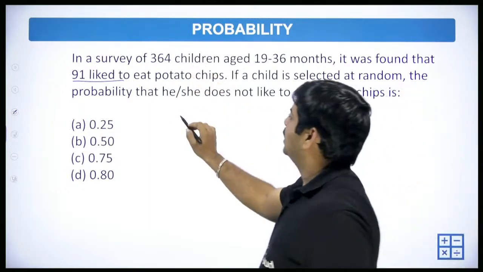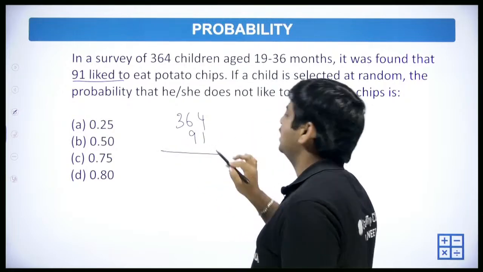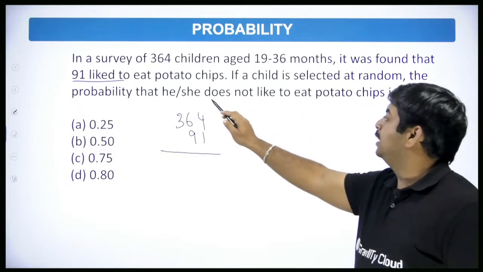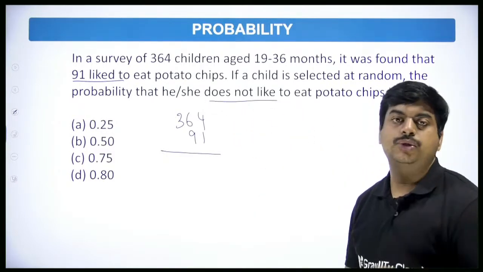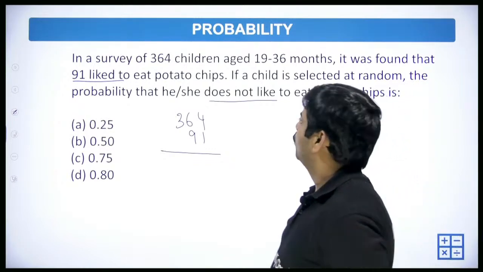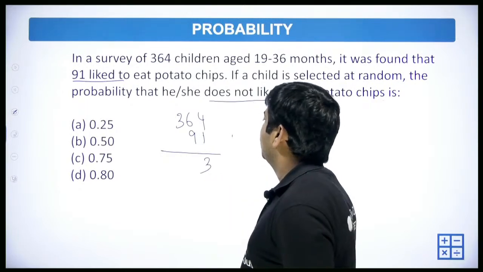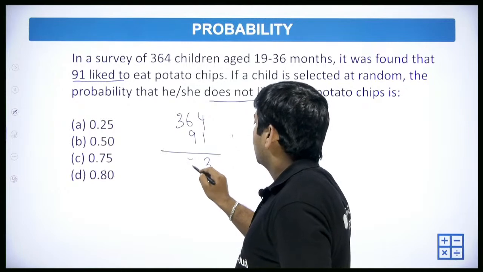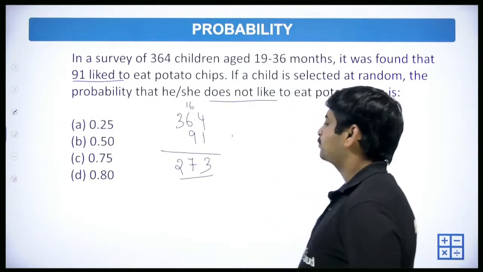Out of the total 364 children, we know 91 already like potato chips. But the question is, how many do not like? So we need to find the number of students who don't want that. 364 minus 91: 4 minus 1 is 3, 6 minus 9 we borrow, 16 minus 9 is 7, and 3 minus 0 is 2, so 273. Is that correct? 16 minus 9, correct?